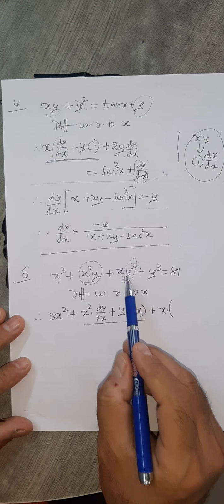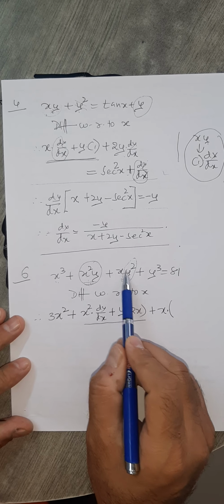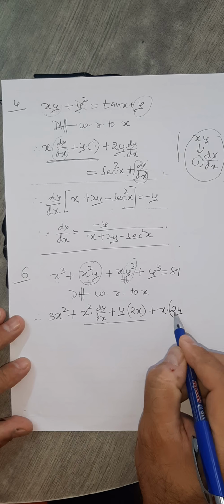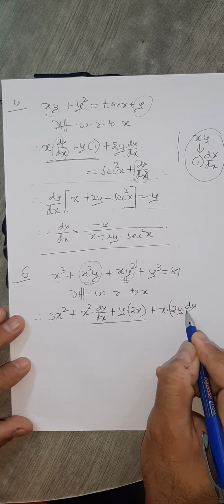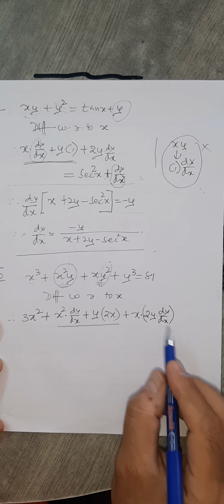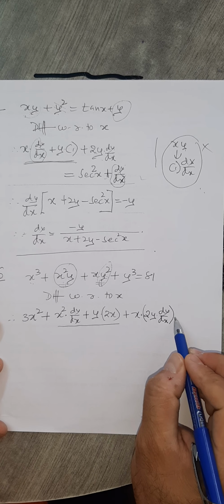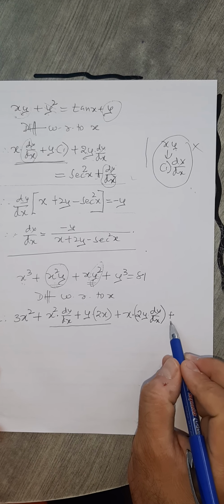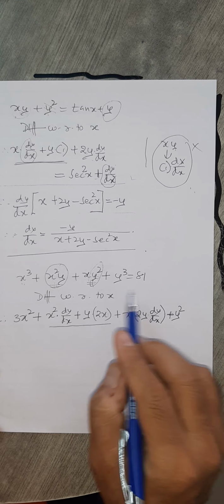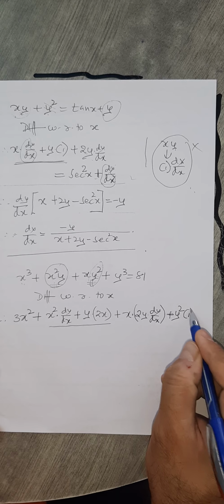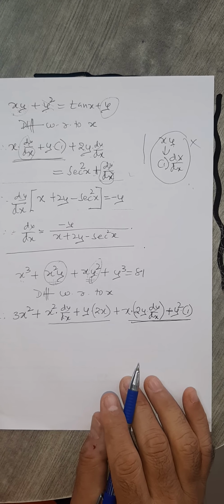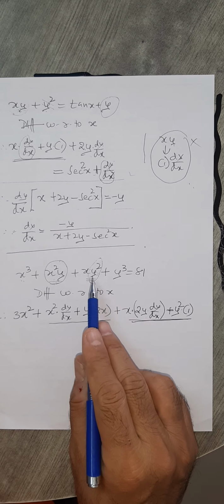Now we did it 4, 5 times. You imagine y as x. So this looks like x square. So 2x means 2y into dy by dx, remember, product rule, into dy by dx, plus now here y square as it is. What's the derivative of x with respect to x? 1. So we have this. These two terms are because of this.